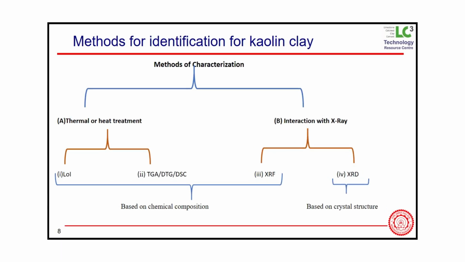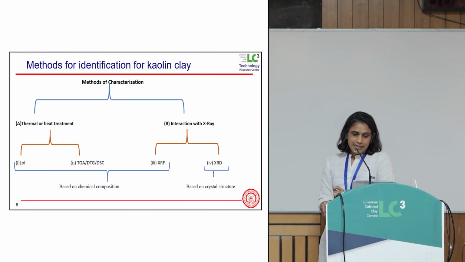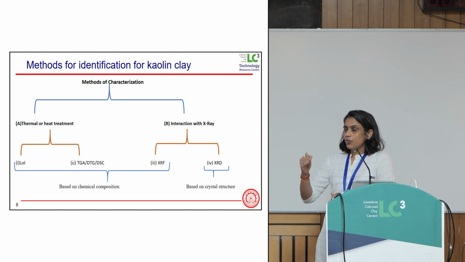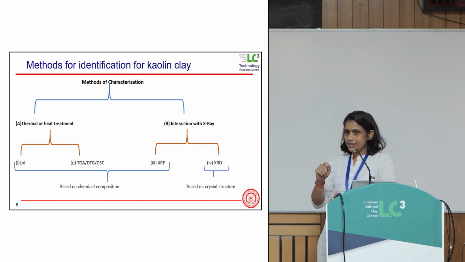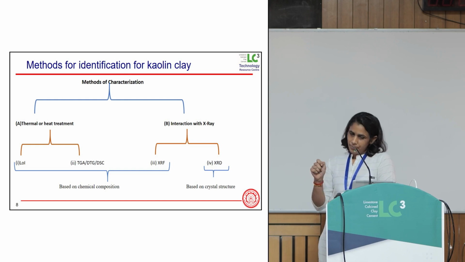For identification and quantification of kaolin, we use four techniques. One is LOI, loss on ignition. The second is TGA, DTG or DSC. The third is XRF and the fourth is XRD. LOI and TGA are based on the interaction of matter with heat. We will be heating the material and noticing what happens to its weight. For the other two, we will be interacting the material with X-rays and noticing what happens.